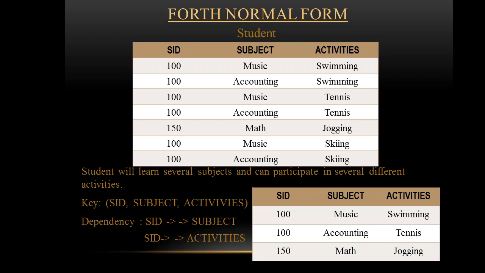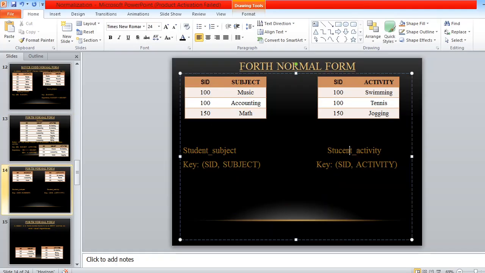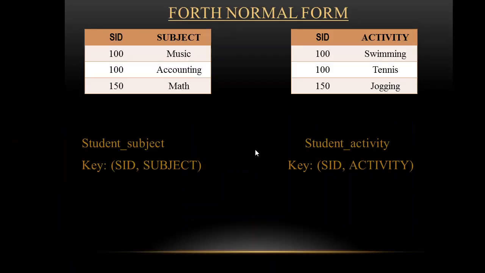So what we will do is split the relation into two relations. The first relation will be StudentSubject and the second relation will be StudentActivity. There is a spelling mistake, I will simply correct it. StudentActivity. Now in the StudentSubject relation, the key will be student ID and subject, and in the StudentActivity relation, the key will be student ID and activity.